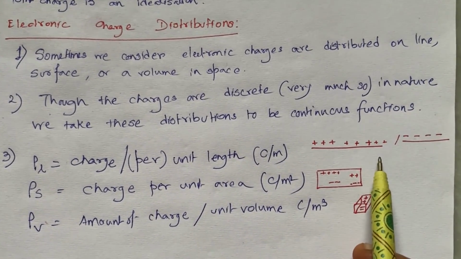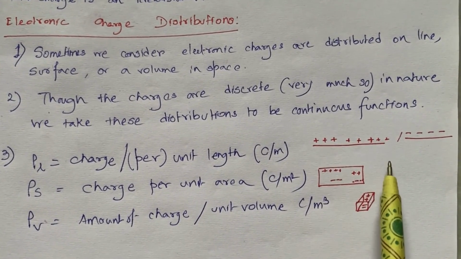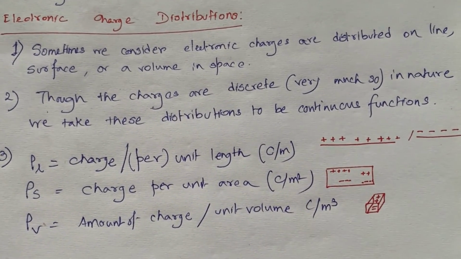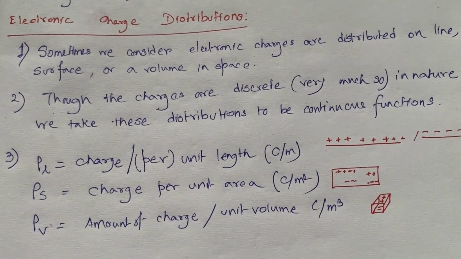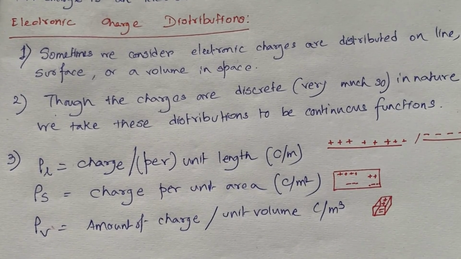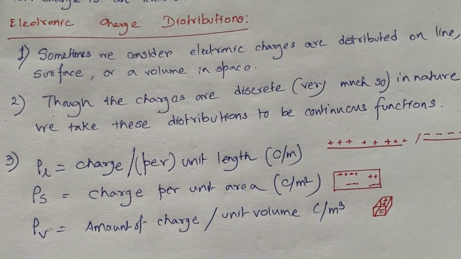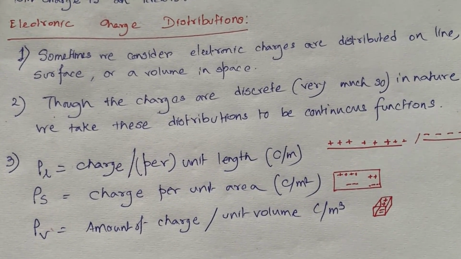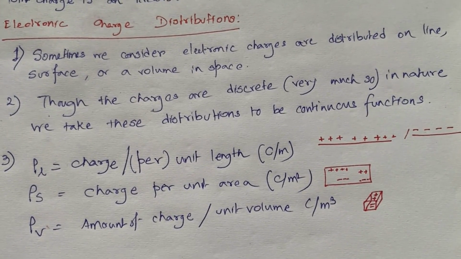These distributions are actually treated as continuous functions. We know that these charges are actually discrete. Like if we look at the flow of water from a tap, I know that the molecules of water are extremely separated from each other. Atoms of water are extremely separated from each other. But when we see the flow of water, we consider that as a continuous flow. Likewise, here we consider charge flows in a continuous manner.